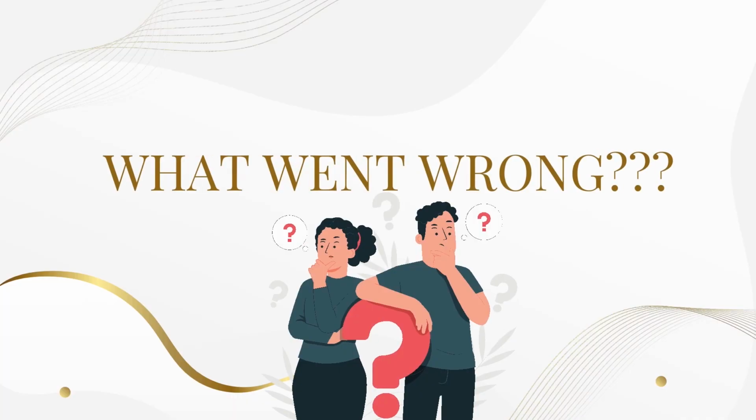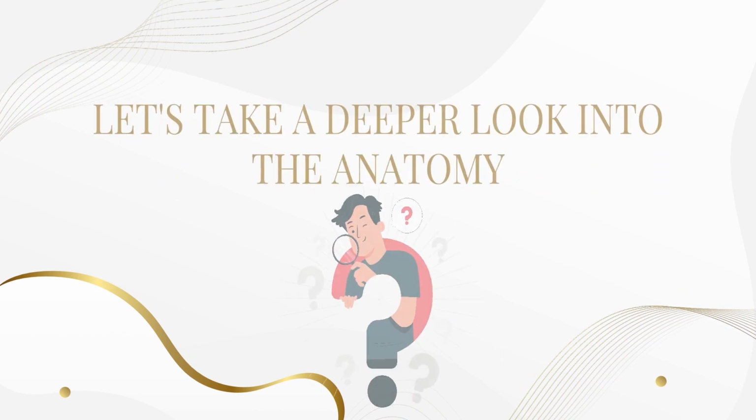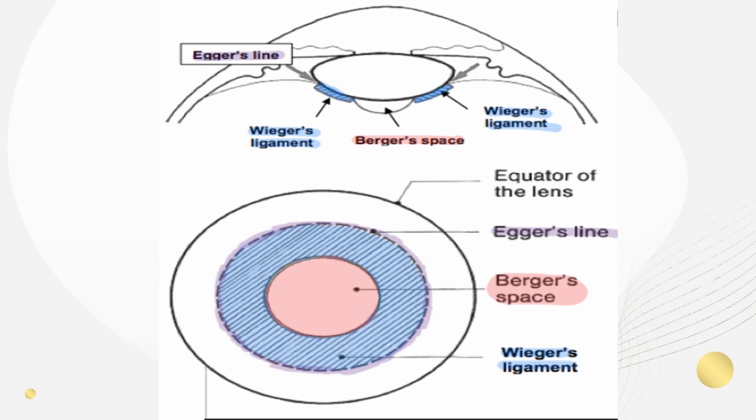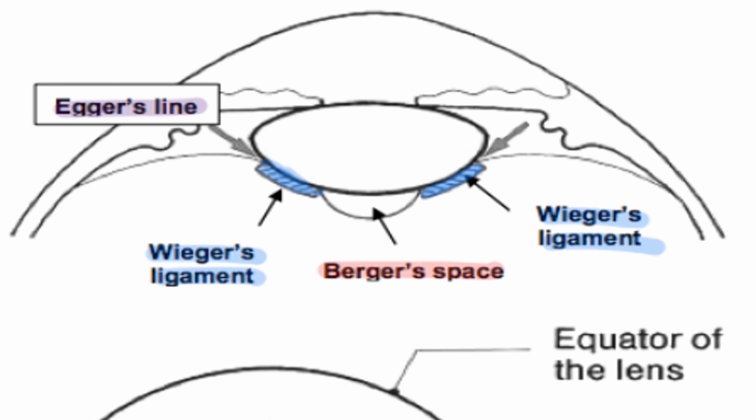Let's have a quick recap of how air migrates into subretinal space. So what went wrong in this case? Let's take a deeper look into anatomy. Crystalline lens is in contact with vitreous and is attached to it in a circular fashion with hyaloidocapsular ligament, also known as Wieger's ligament. There is a potential space between hyaloid face of vitreous and lens capsule in a circular fashion known as retrolental space or Berger's space.